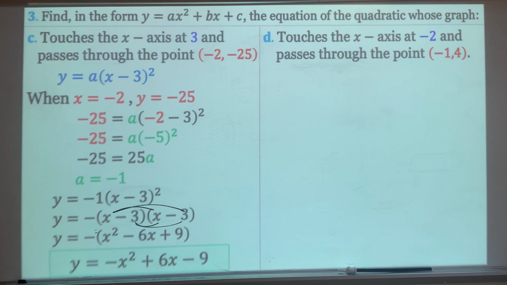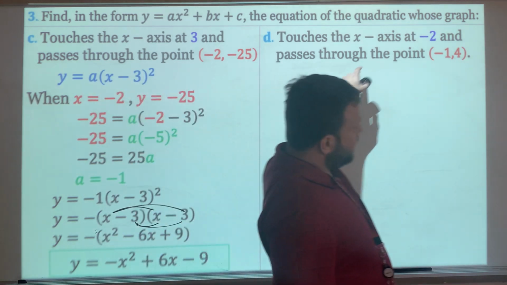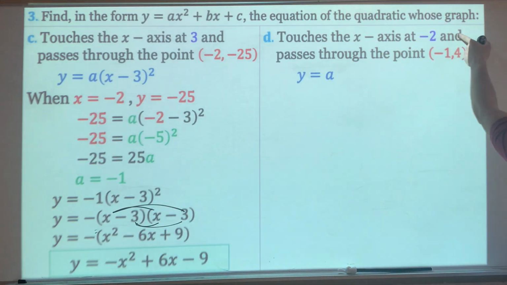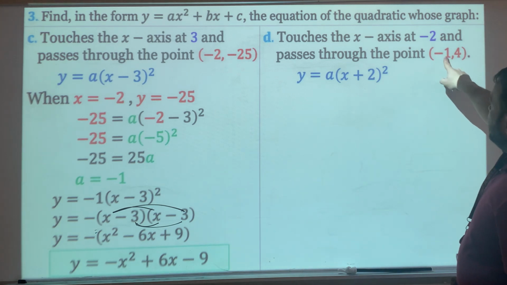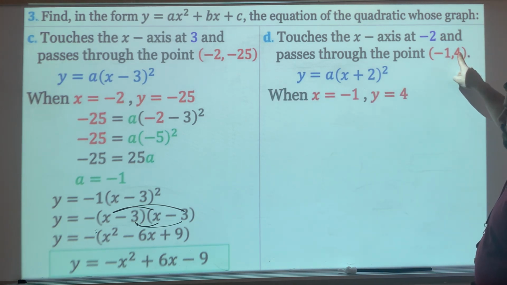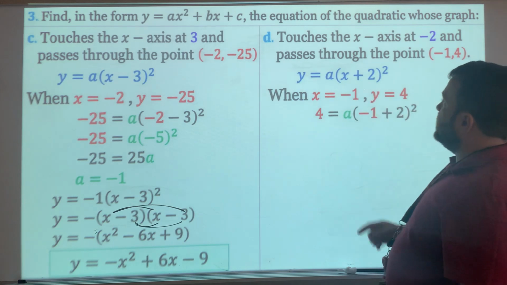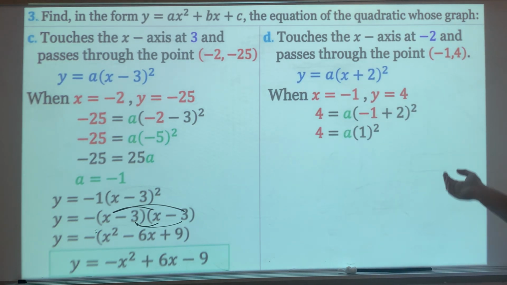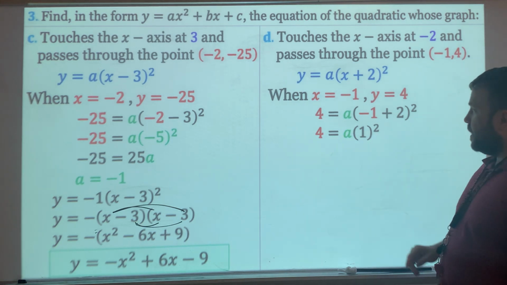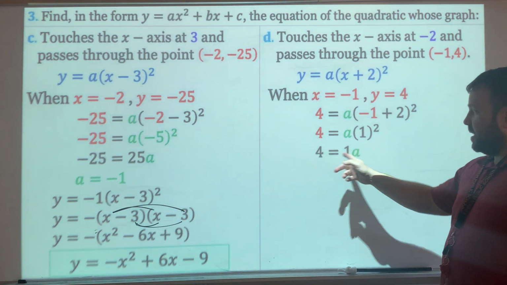Do problem D, very similar to problem C. All right, you should be done. Y equals a times, since this is negative 2, x plus 2 squared. When x is negative 1, y is 4. 4 equals a times negative 1 plus 2 squared. 4 equals a times 1 squared. 1 squared is 1, and 1 times a is just a. So a equals 4.